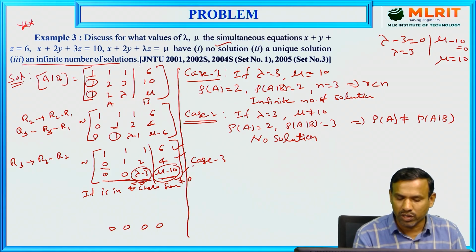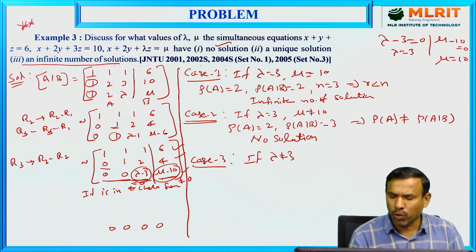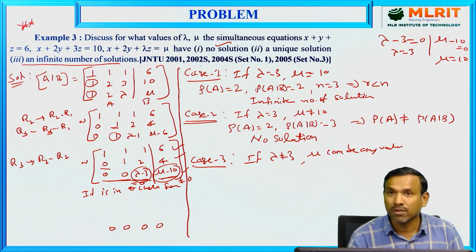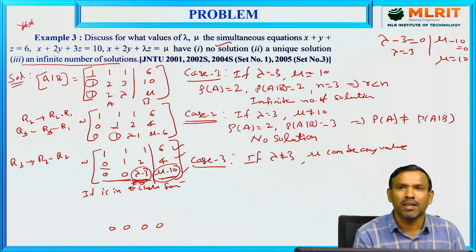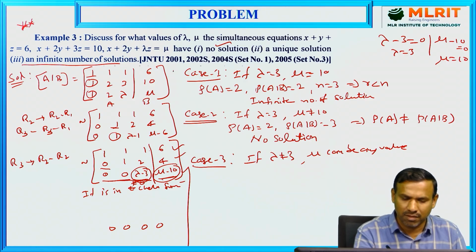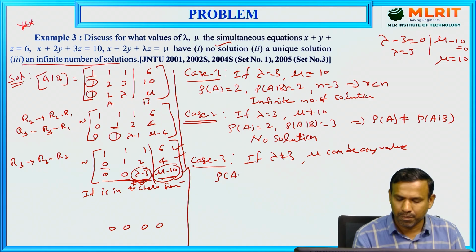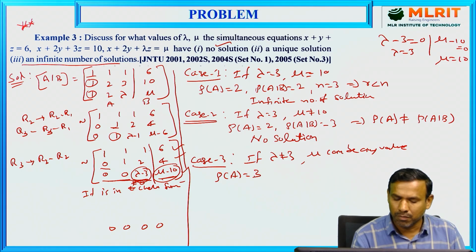Now, we have to get the unique solution case. Till now I made lambda minus 3 equal to 0. This time, the lambda minus 3 term I will not make 0, meaning lambda not equal to 3. Mu can be any value. Since lambda minus 3 is not equal to 0, the last row becomes a completely non-zero row. Non-zero row means what is the rank of that matrix? Rank of A will become 3.